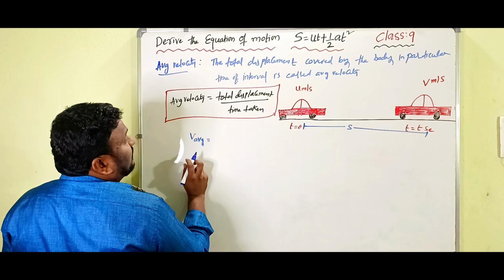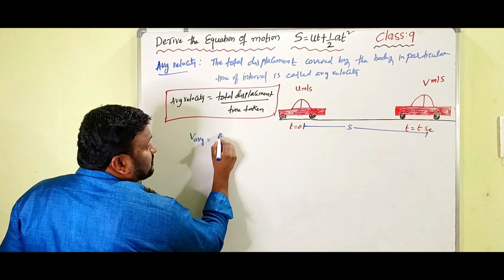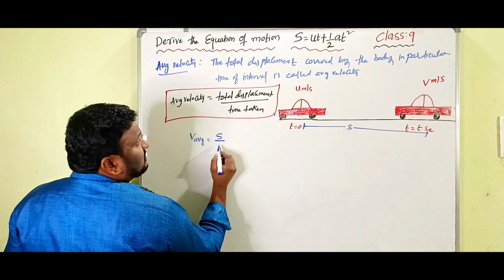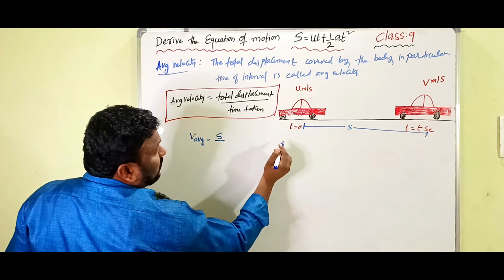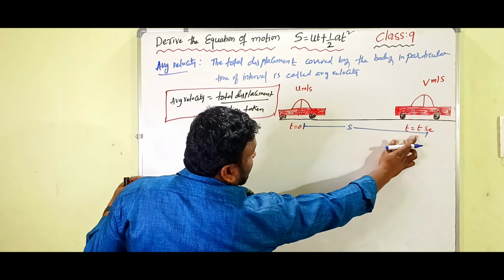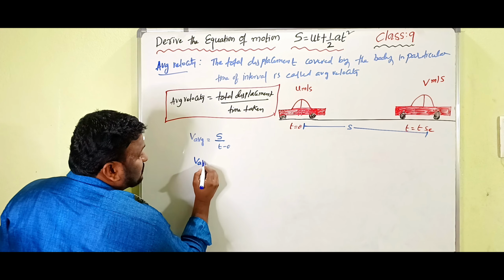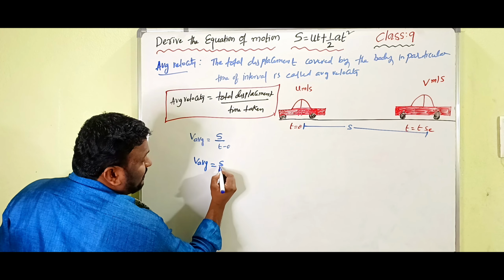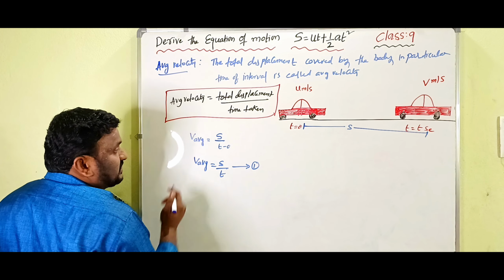So in this case we are going to write v average, which is nothing but average velocity, and the total displacement is s. And the time taken is t minus 0 seconds. That is, v average is equal to s by t. So this is equation number 1, children.